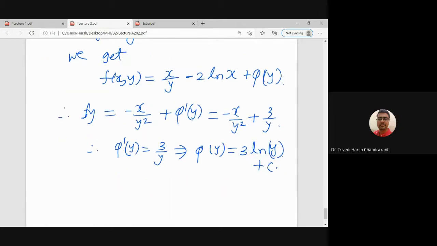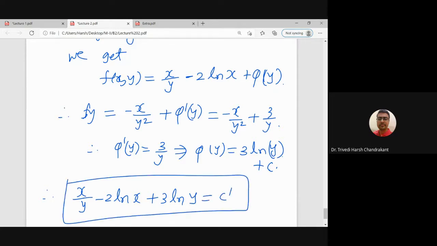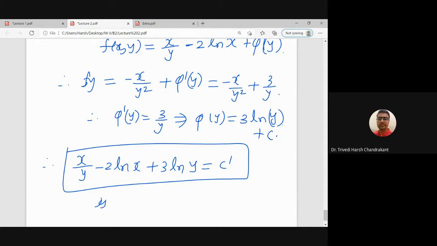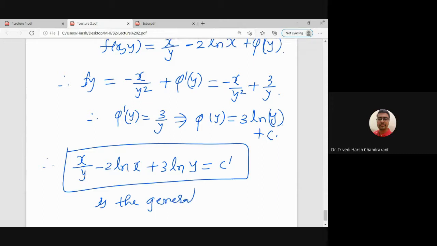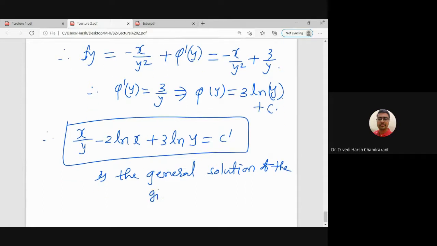Okay, so finally, what is the solution? The solution is f of x, y is equal to constant. So f of x, y is x by y minus 2 log x plus phi function, that is 3 log y, is equal to some constant. So this is the implicit solution, so this is the general solution of the original equation, of the given equation.